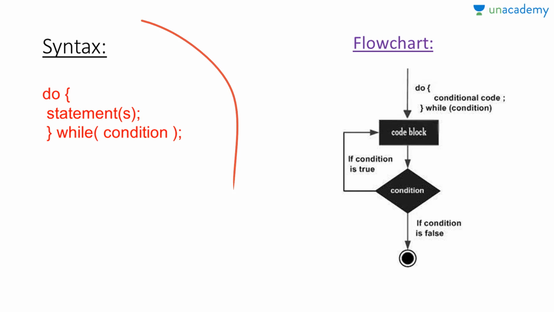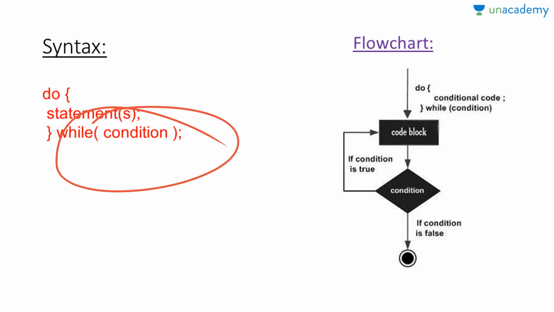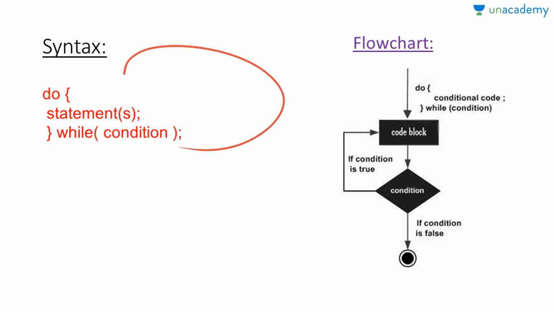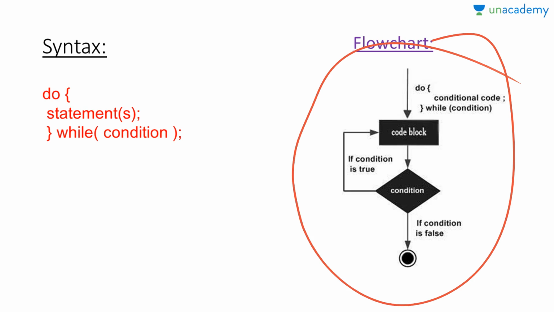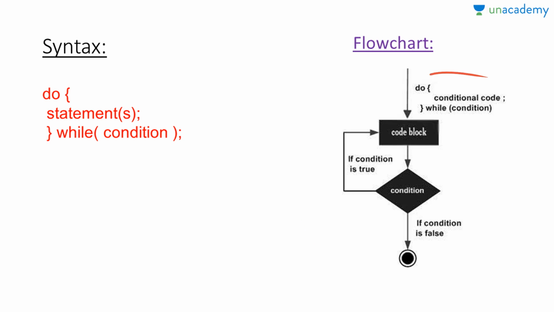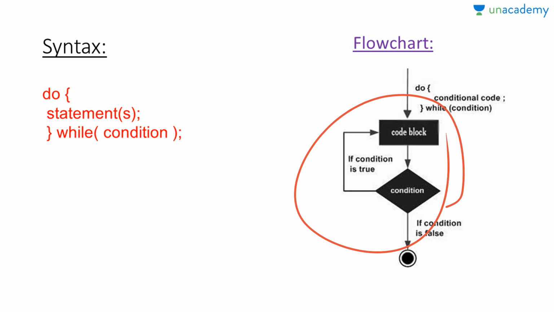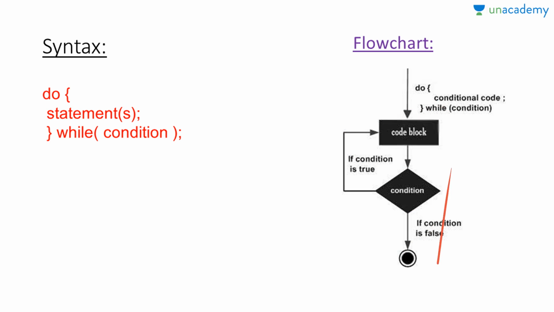So this is the syntax of do while. See, do statements is executed first at least once, then the condition is checked. If the condition is true, go back to executing the statements, check the condition. When it becomes false, comes out of the loop. This is the flowchart of do while loop. Do first statement is executed here, then check the condition. If it is true, go back to executing the statement. Process continues. When condition proves to be false, comes out of the loop.